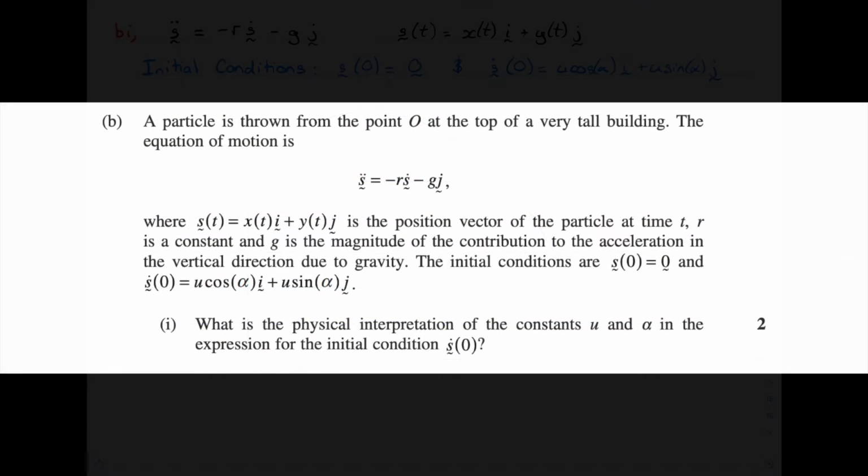Part B. A particle is thrown from the point O at the top of a very tall building.